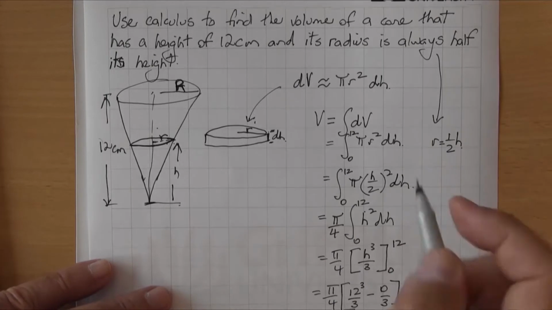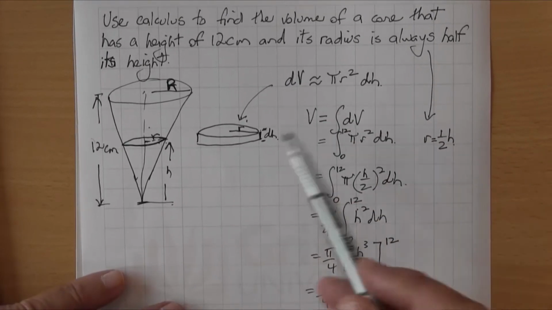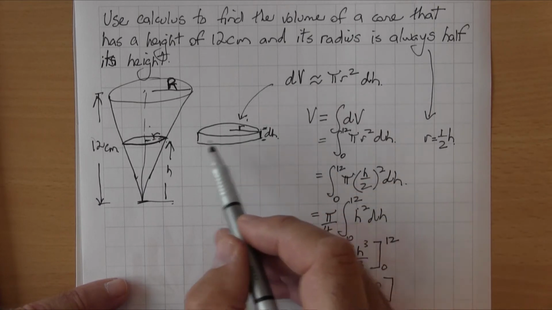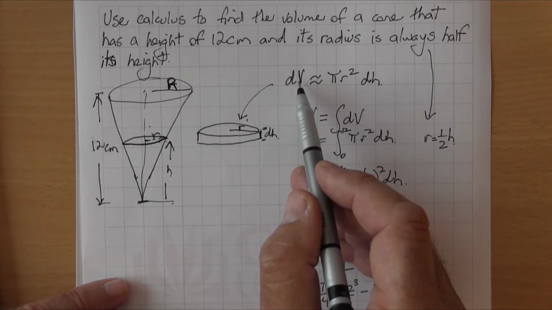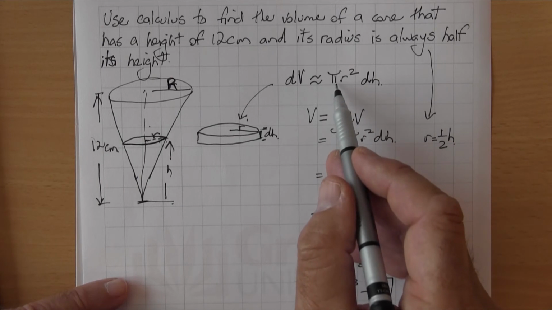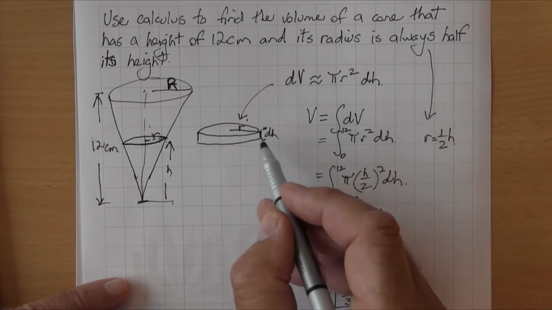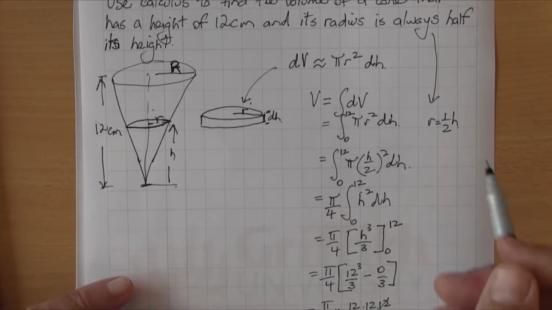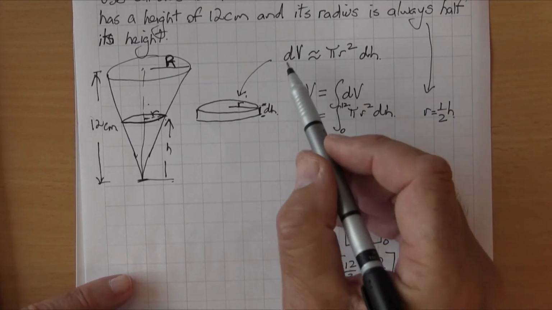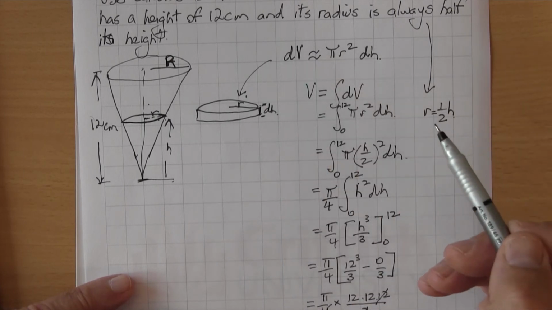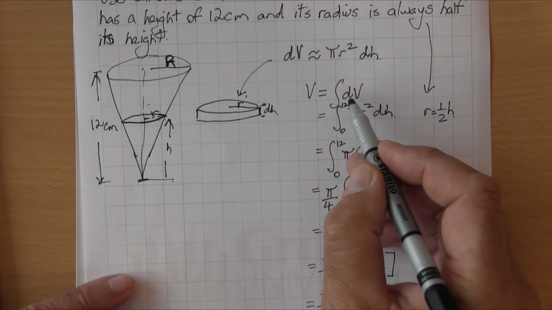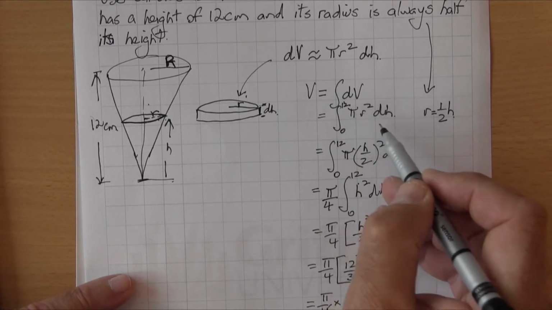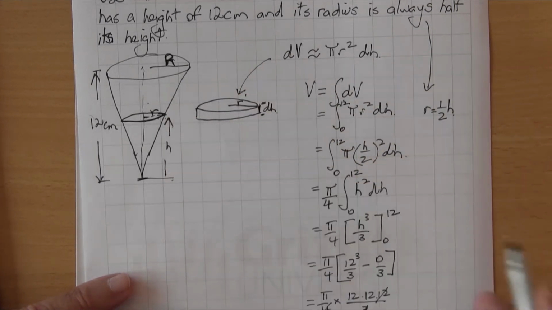So the concept here with integration is an adding up. And we know that if we take a slither, that slither would have a volume of approximately pi r squared dh, if dh is the height. dh is a small increment of h, and that's a corresponding small increment in the volume. So by adding up between 0 and 12, all these slithers, we're going to get the total volume of the cone.